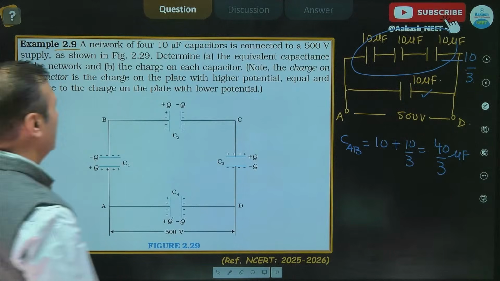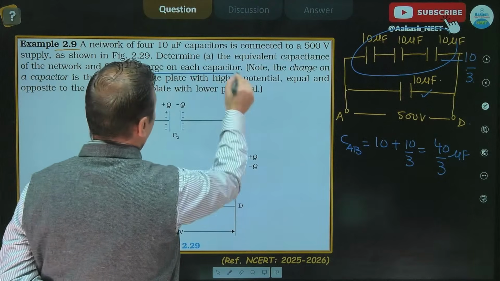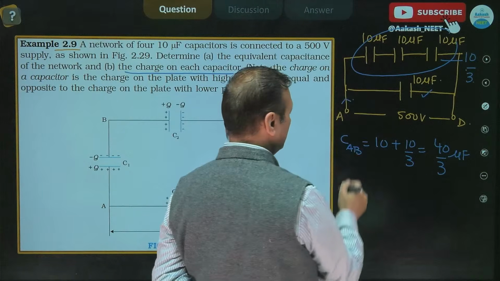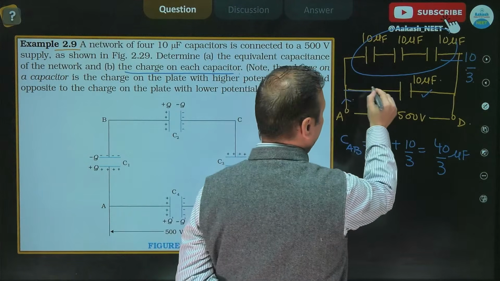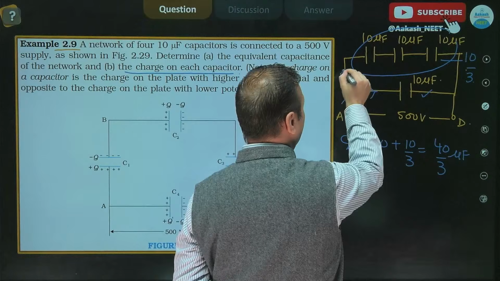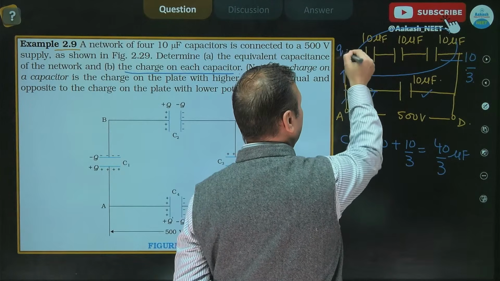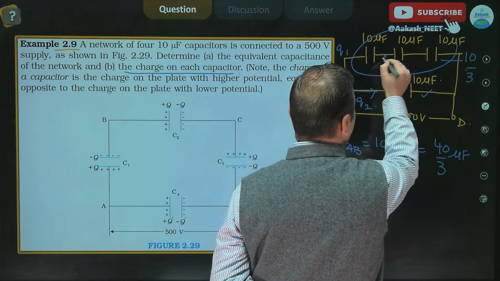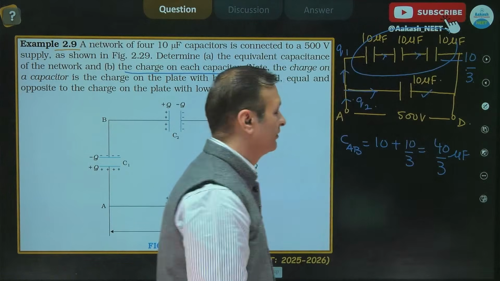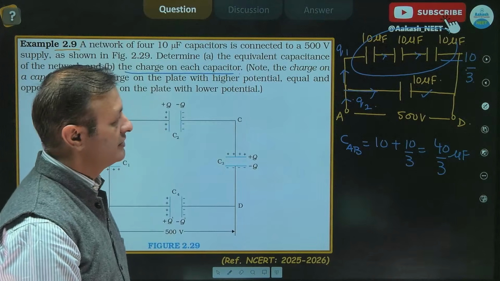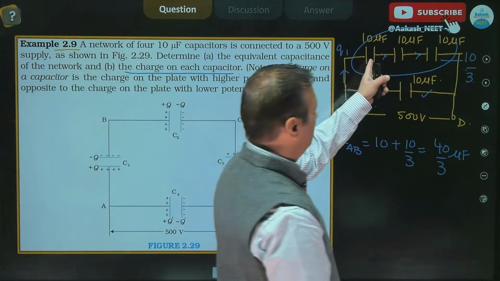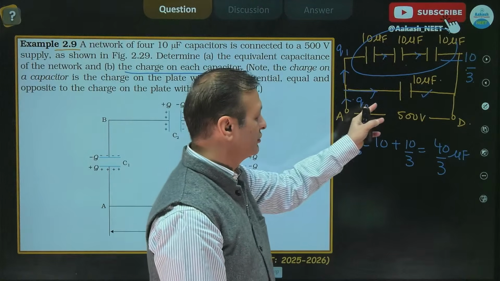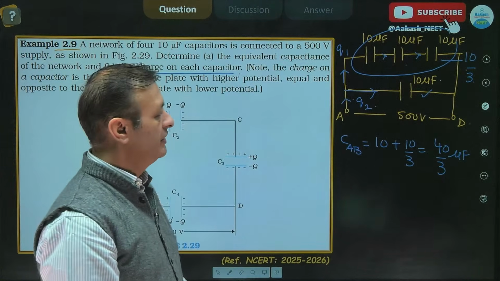Then the charge on each. If you look at this, there is some charge flowing through this and there is some charge flowing through this. So if I label this as Q1, this is Q2. So the same charge flows when these three are in series. So charge on this capacitor and this capacitor would be same, whereas charge on this would be Q2.